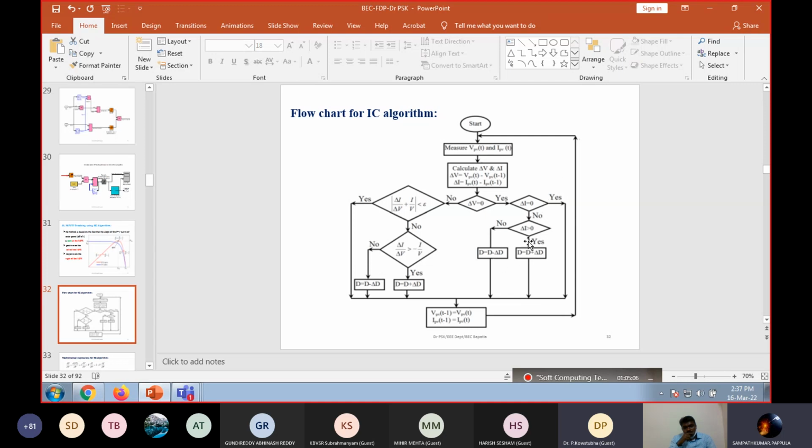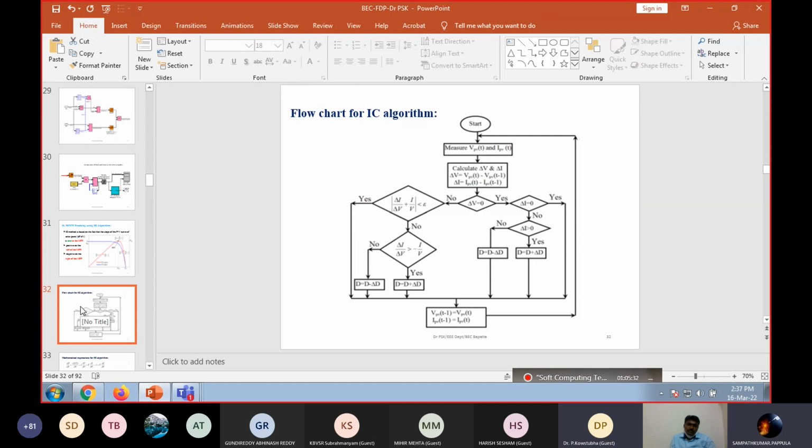Otherwise, we need to proceed like this. If delta I is greater than 0, then D is equal to D plus delta D, that is, the duty ratio is increased. If this condition is not satisfied, then the duty ratio is reduced. Here we also need to calculate the conductance value, that is 1 by Z. Based on that, here is the flow chart.